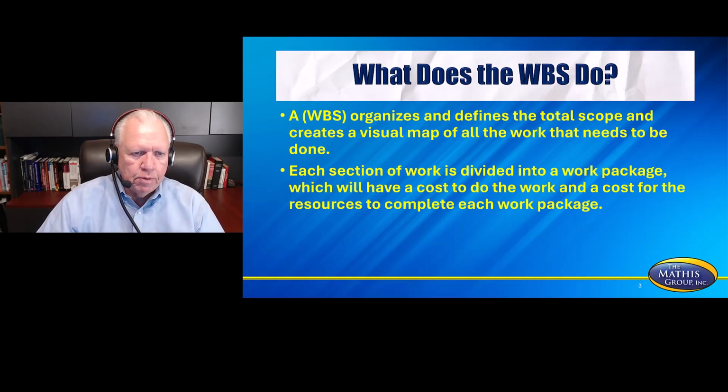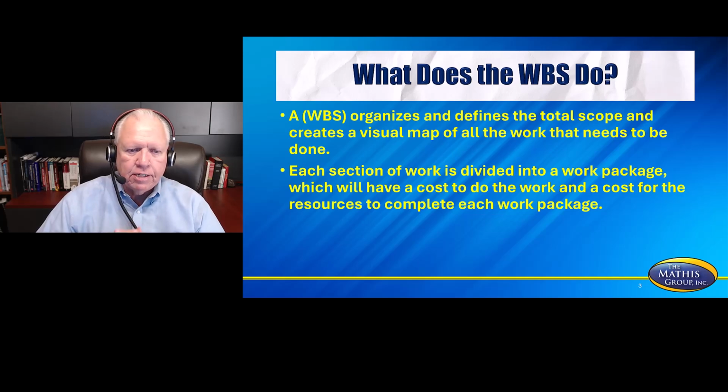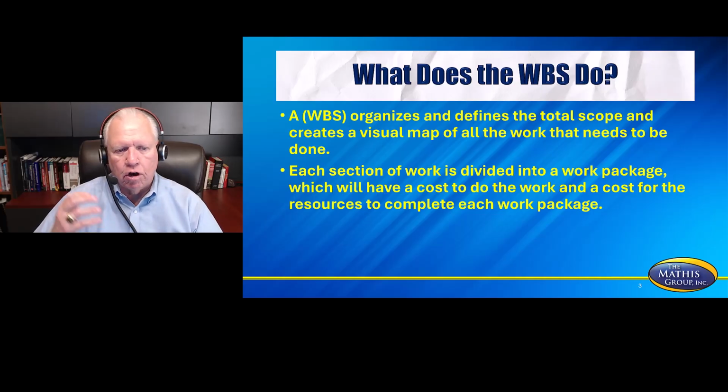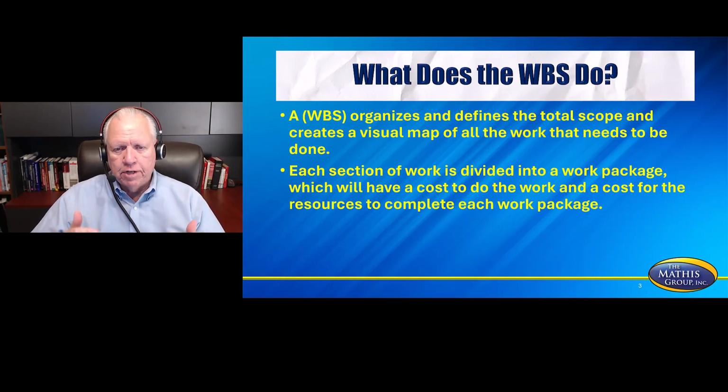So what does a WBS do? A WBS organizes, it defines the total scope, it creates a visual map of all the work that needs to be done, and each section of the work is divided into what's known as work packages, which will be a cost to do the work and a cost for the resources to complete that work package. So when they talk about a work package, here's what they're talking about. It's the lowest level of the WBS, and that's a test question topic as well. So what's the lowest level of the WBS? It's going to be a work package.